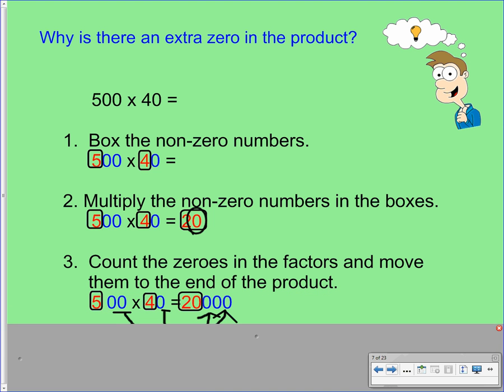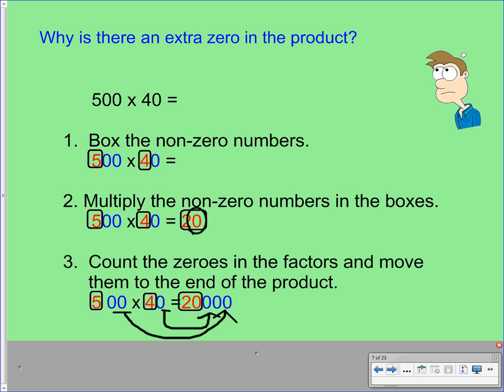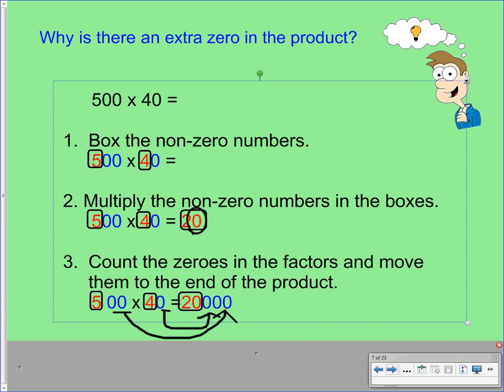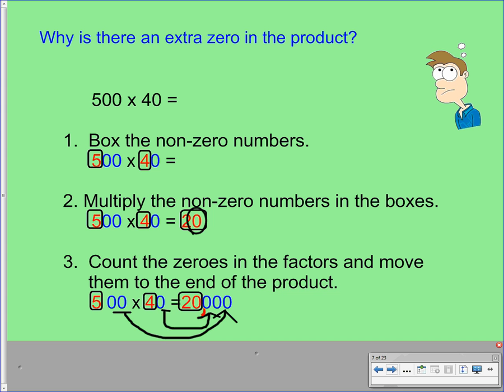So let's look at our last step. It's still the same. We count our zeros in the numbers that we boxed. I've got 2 zeros here and 1 zero here. 2 zeros and 1 zero makes 3 zeros. I'm going to put those at the end. So now my number is 20,000. So 500 times 40 equals 20,000. You may have thought we were only going to have 3 zeros in this number, but actually there's 4 because when we multiplied 5 times 4, we got 20.